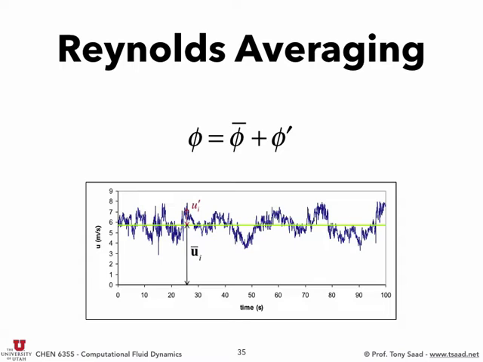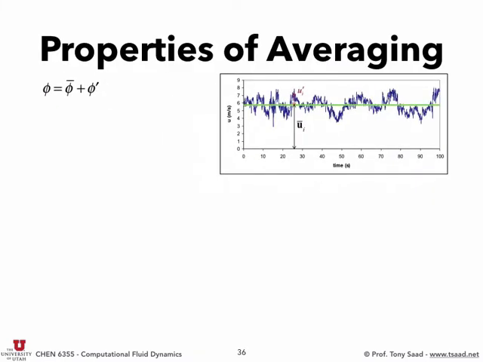The idea of Reynolds averaging is to say, hey, this signal looks like a mean value plus a fluctuation. The mean value is given by this green line, and the fluctuation is given by this red whole thing. So for a turbulent quantity phi, we're going to say that phi is equal to phi bar plus phi prime. Phi bar is the mean value of that quantity. Now, for some properties of averaging, we're going to also call phi bar equal to this kind of bracket. I'm going to use those interchangeably.